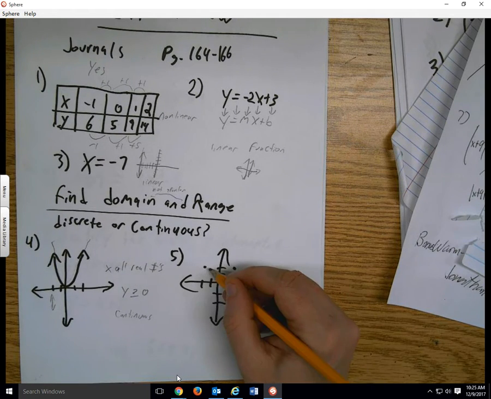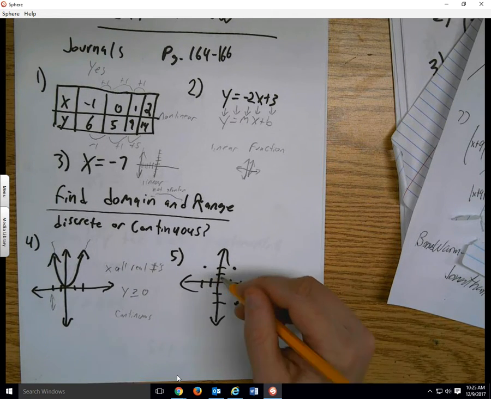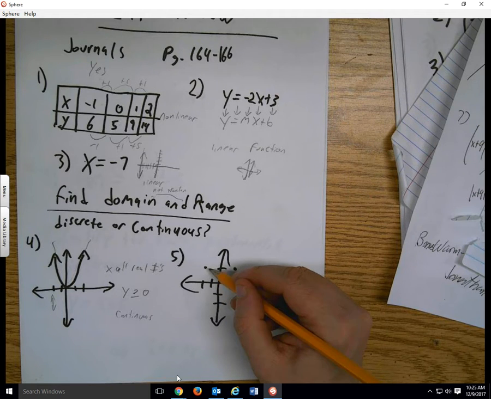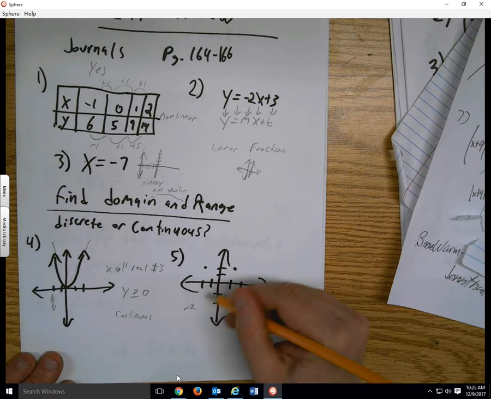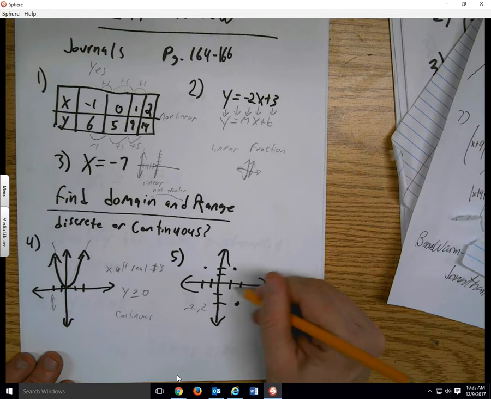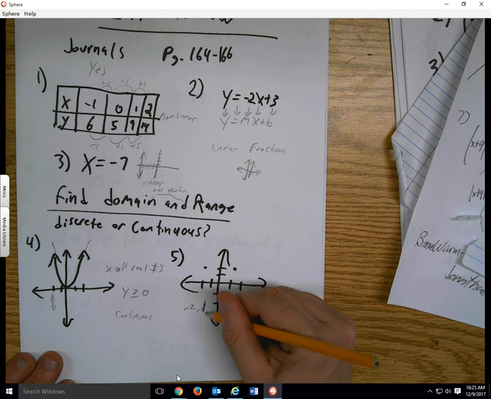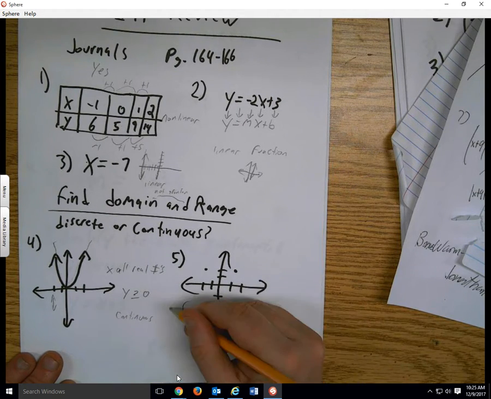And then on this one here, what's the domain and range? The domain is the x values, so it's negative 2, and, I'm sorry, a positive 1 and a positive 2. Change that to a 1 and a 2. That's the domain. Whoops, the brackets should look like this.